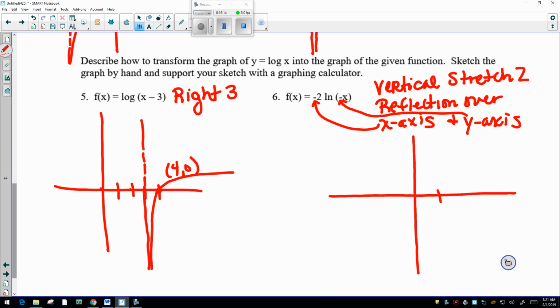So something to keep in mind, if I'm reflecting over the y-axis, now my intercept is going to be at negative 1, 0. Okay, normally it would be increasing up, but now because I'm reflecting, it's increasing, but it's going to be going on the bottom side of the graph. Still asymptotic to the y-axis. So we're going to have something that's going to kind of look like that. And again, things you can double check in your graphing calculator.